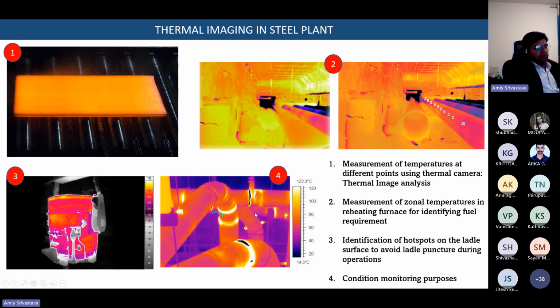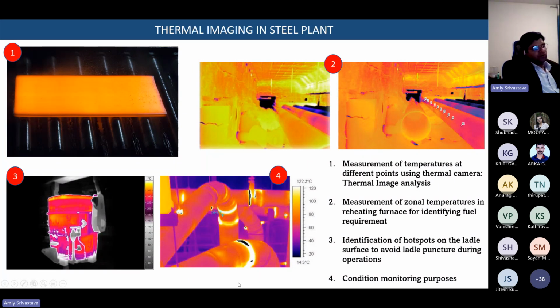In the fourth image, you can see this is basically for condition monitoring purposes. In a steel plant or in a chemical refinery, you might have seen hot liquids or steam being transferred from one place to another. If there is any problem at a joint, for example, if a weld joint is having a problem, that area will be emitting a lot of heat, and that heat can be identified through thermal imaging.